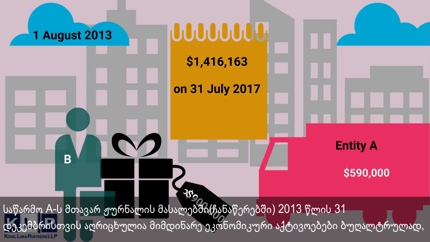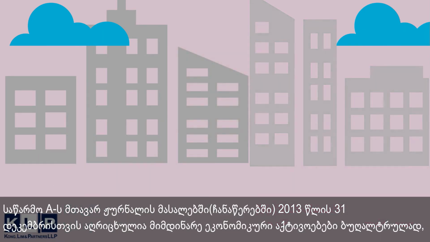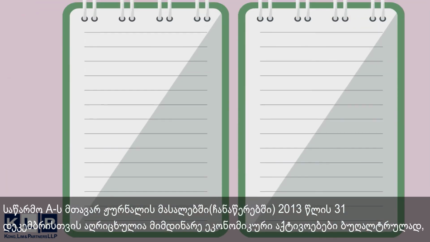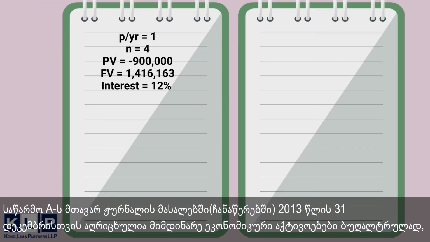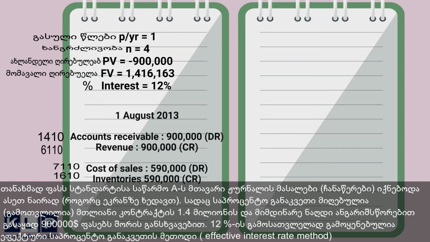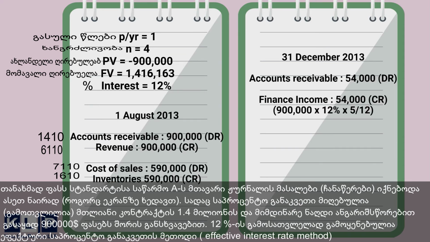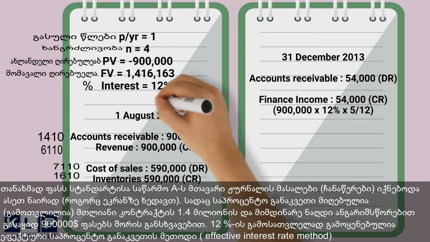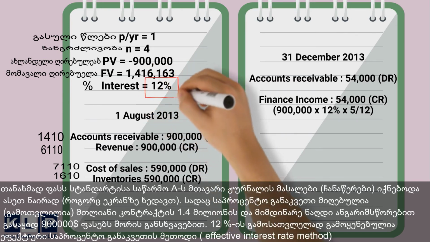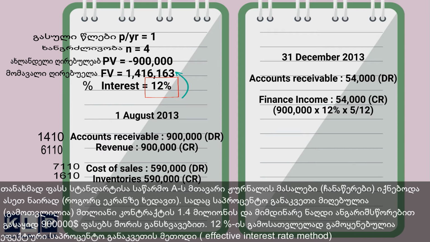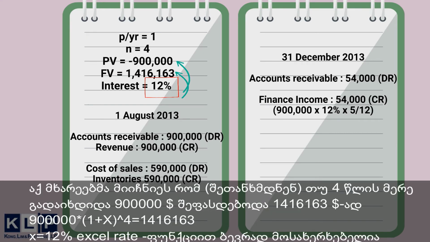Prepare the general journal entries to account for this economic event in the accounting records of Entity A for the year ending on 31st December 2013 in accordance with IFRS. The general journal entry for Entity A would look like this, where the interest rate of 12% is derived from the difference between the full contract price of $1.4 million and the regular cash selling price of the product at $900,000. The effective interest rate method was used.